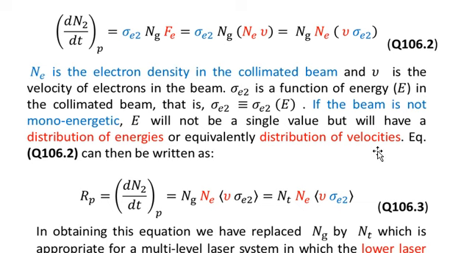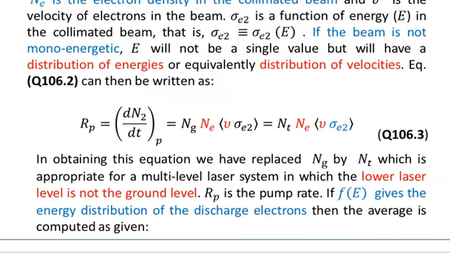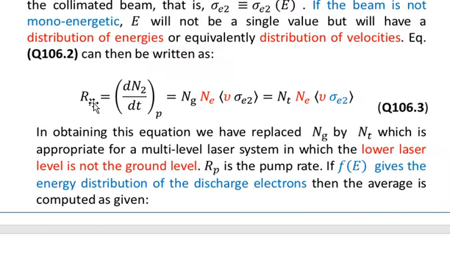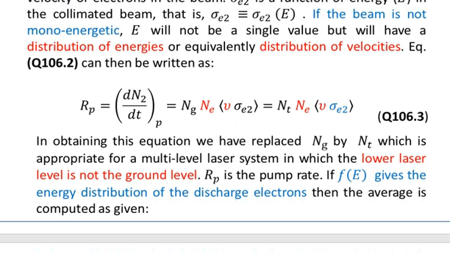So equation number 106.2 can then be written as follows. You see that we are now writing the pumping rate equation. That is, the pump rate represented by Rp is equal to dN2 over dt due to the pumping process, which is equal to Ng into Ne multiplied by V, multiplied by the average of V into sigma E2. You see that here we have considered the average value.